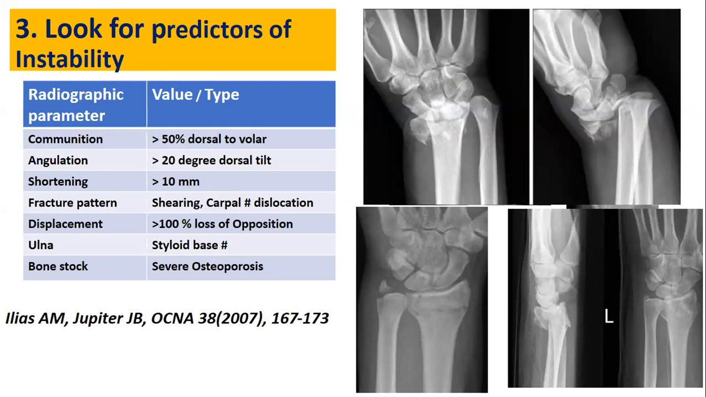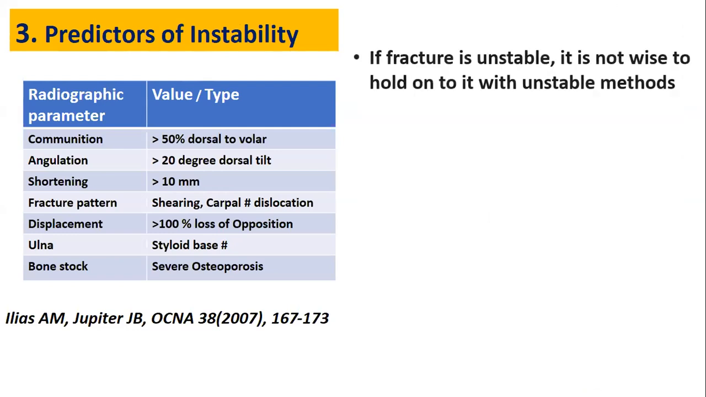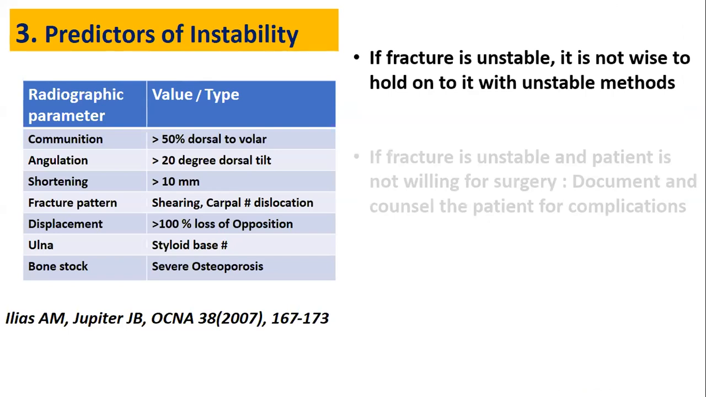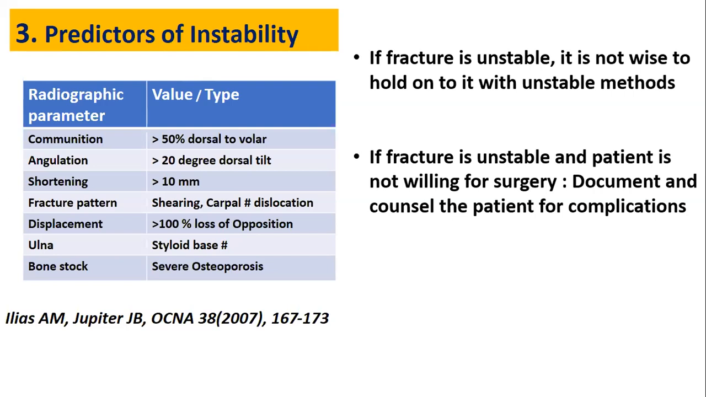So when you have all these factors, it tells you that these are very unstable situations. And when you have an unstable situation, it's not wise to hold on with unstable methods. When you have a really unstable fracture, you need to think of whether your treatment is operative. If operative, what could be the implant which can hold these unstable fragments? And there are situations where the patient might not be ready for surgery. At that time, it's very important to document that this fracture is quite unstable right from the beginning. And there might be complications. There could be malunion. There could be instabilities later on. And that needs to be counseled and documented with the patient.